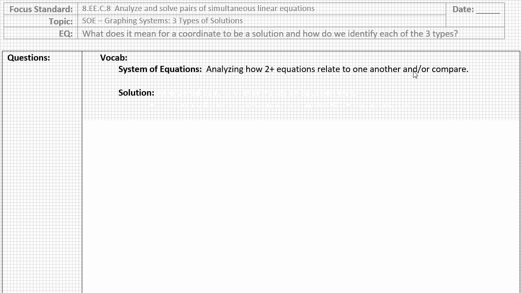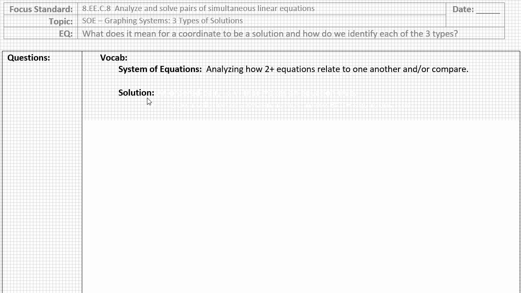So this could be in real life situations, comparing 2 companies and the cost of doing business with them, or we could just be looking at 2 linear equations out of context and trying to identify what they have in common and what they don't. We will talk a lot about solutions to these systems, and so it's important to understand, first of all, what a solution is to any linear relationship or equation, and then secondly, how it applies to systems when we're looking at 2 or more equations.